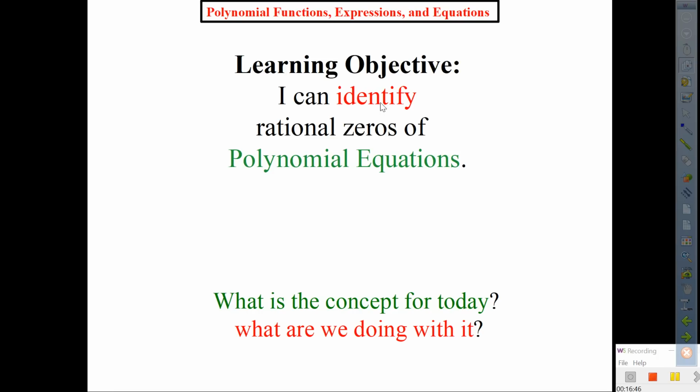So once again, today we're identifying what? Rational zeros. I'll talk more about that. But something that should sound familiar by now would be the word polynomial, right? Yes, polynomial equations. But today we're going to kick it up a notch and make them equations. All right, here we go.